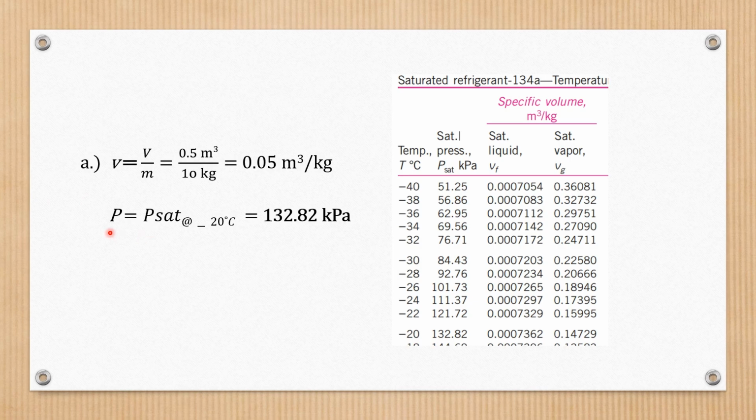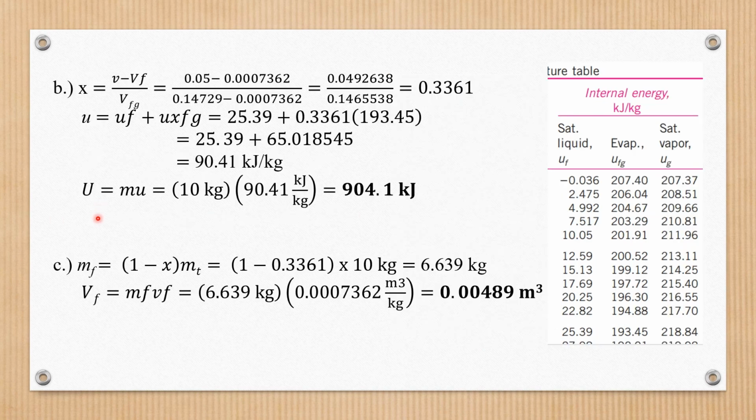To find the pressure, our pressure is equivalent to the saturation pressure at the specified temperature, which is negative 20 degrees Celsius, equal to 132.82 kPa. If we look at the property table, we can see that negative 20 degrees Celsius is equal to 132.82 in saturated pressure.